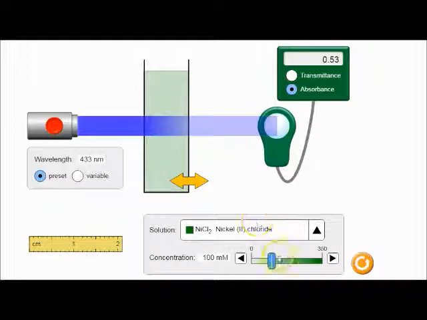Okay, and as you can see, if I increase the concentration, more light gets absorbed. So that's important, right? Now, as I increase the concentration, you could assume that less light gets transmitted, right? Let's see if that's true. Ooh, yes, only 2% gets transmitted. If I decrease the concentration, more light gets transmitted.